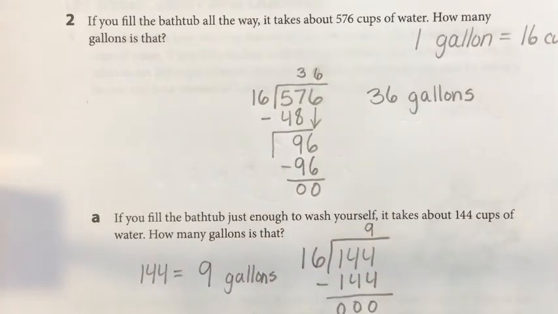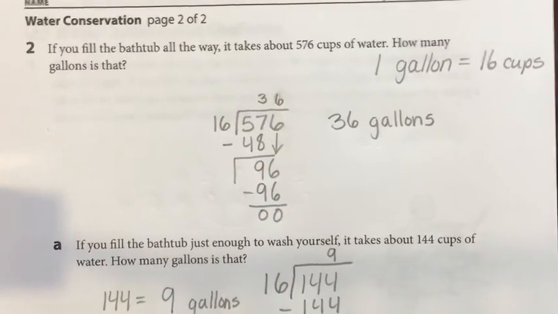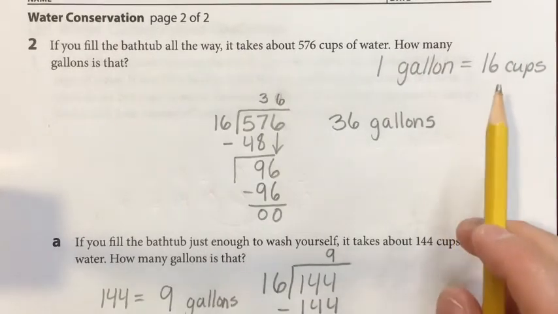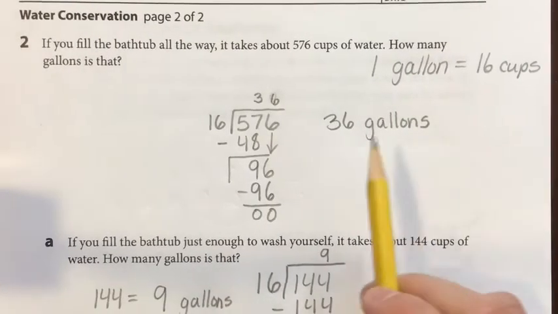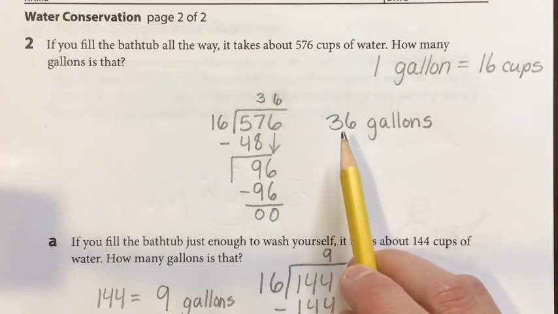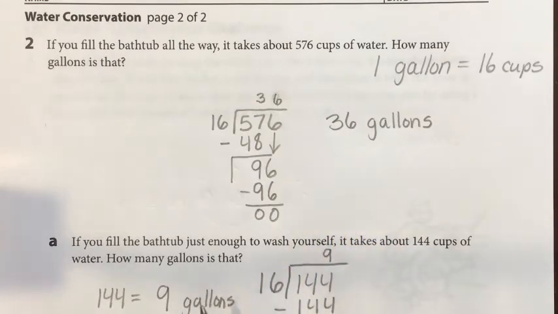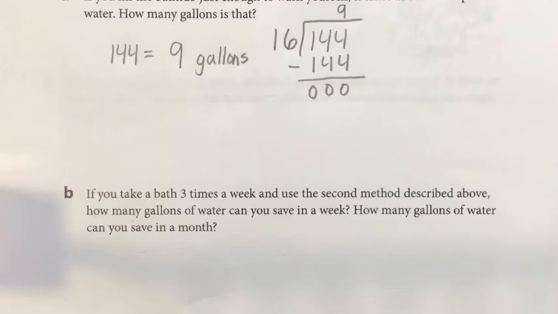That's actually saving a lot of water. So remember, if you fill the bathtub all the way up, you end up using 36 gallons of fresh water. If you just fill the bathtub just enough to wash yourself, you end up using 9 gallons. That is saving a significant amount of fresh water.